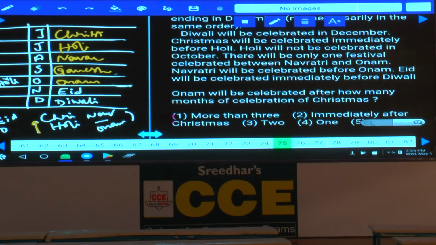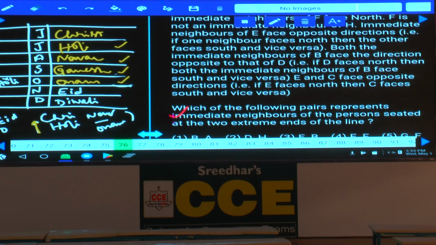Then 75, Onam will be celebrated after how many months of celebration of Christmas? Now Onam will be celebrated after how many months? 1, 2, 3, 4 months after this one, isn't it? So what is your answer here? More than 3, that is choice 1. Now this is about question number 71 to 75.